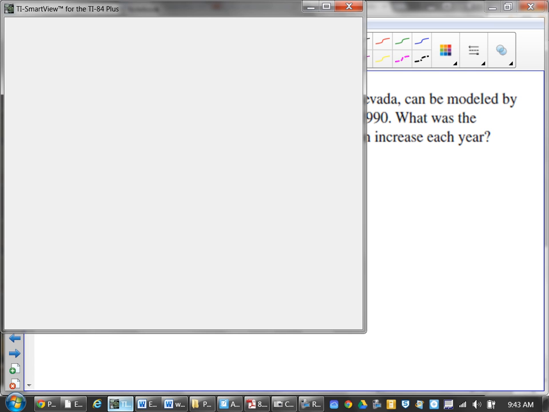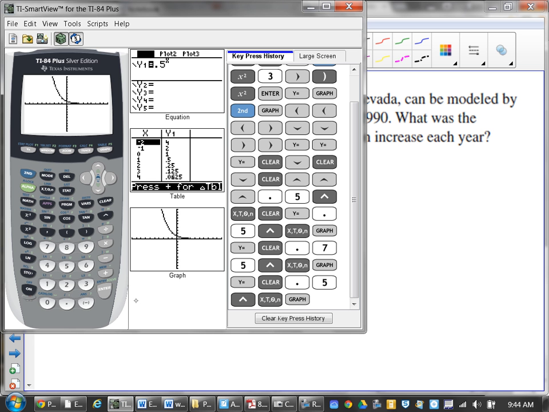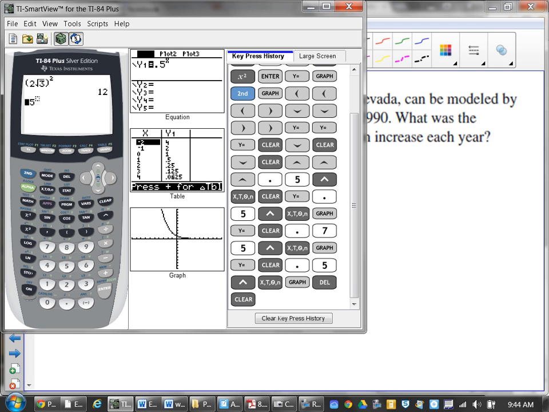wait for the calculator to turn on. Nice. Clutch. There we go. Come on now. Hello, computer. There we go.